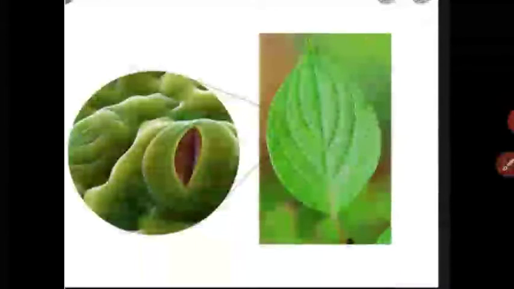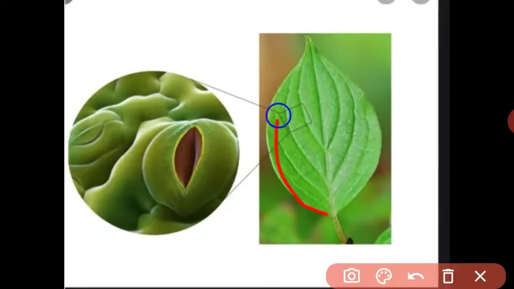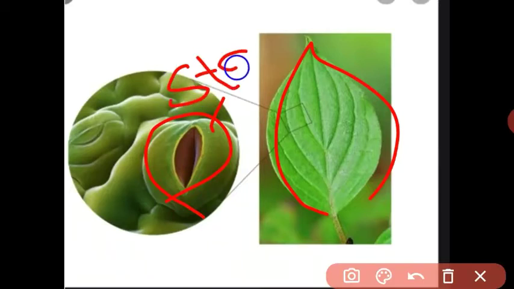In the previous video, in photosynthesis, we studied that on the surface of the leaf there is a small opening. This opening is called the stomata. The stomata is made from two bean-shaped guard cells.